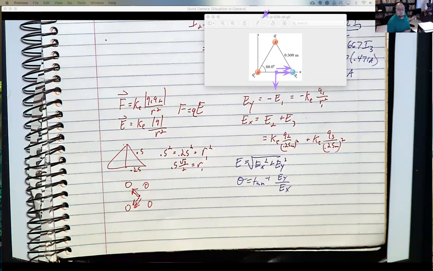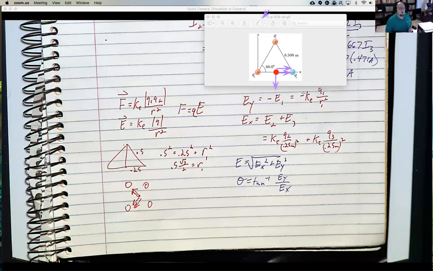Now, all of the ones I just did were electric field. None of them were force. If I did it with force, all that means is there would be a charged particle at this spot, and I would ask, what's the force on it? But the logic is going to be the same. You just have to add another piece in.